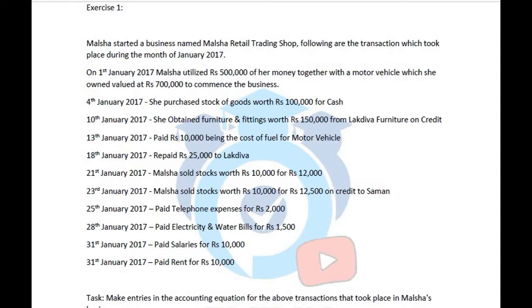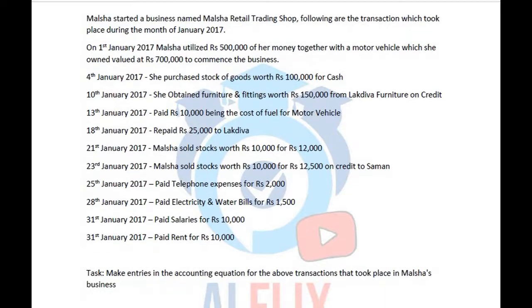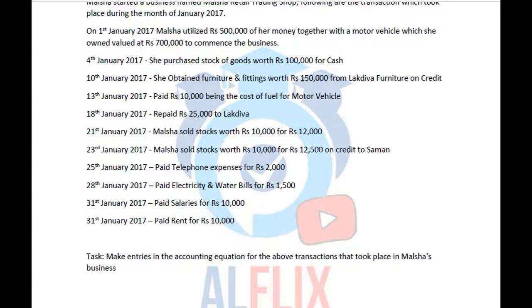13th January 2017 paid Rs 10,000 being the cost of fuel for motor vehicle. 18th January 2017 repaid Rs 25,000 to Lakdev Furniture. 21st January 2017 Malsha sold stocks worth Rs 10,000 for Rs 12,000. 23rd January 2017 Malsha sold stocks worth Rs 10,000 for Rs 12,500 on credit to someone.